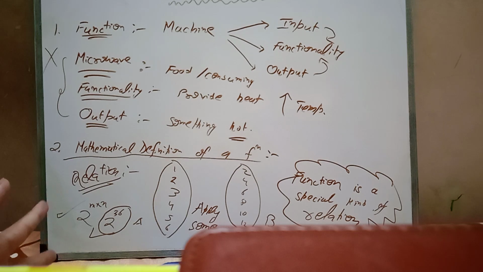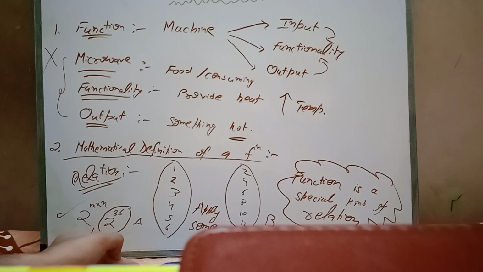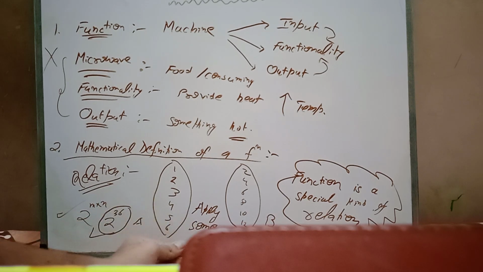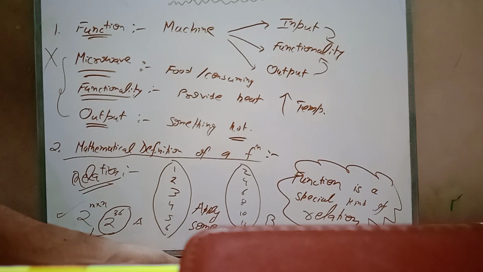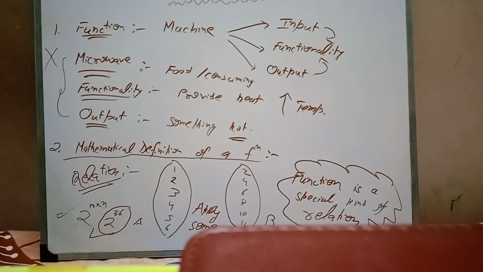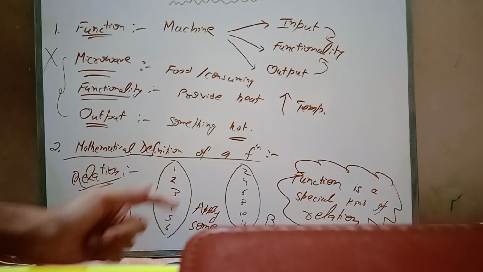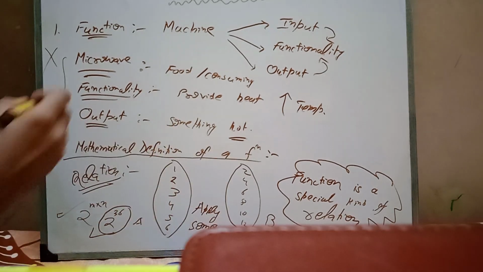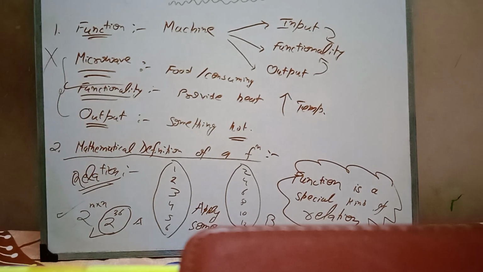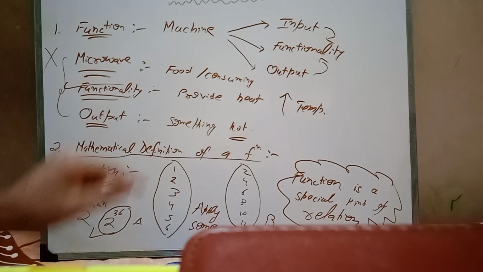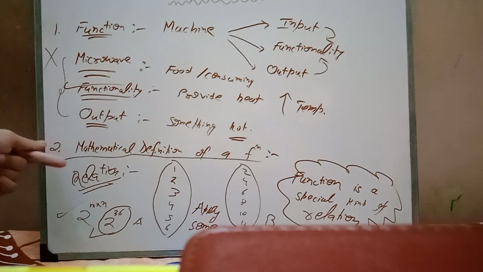You can't differentiate between a relation and a function. A function is a relation which has a specific rule. All the elements of A and B are following the particular rule. What the rule is depends upon the functionality. That's why I focused on functionality. Functionality will decide how the inputs and outputs will come.